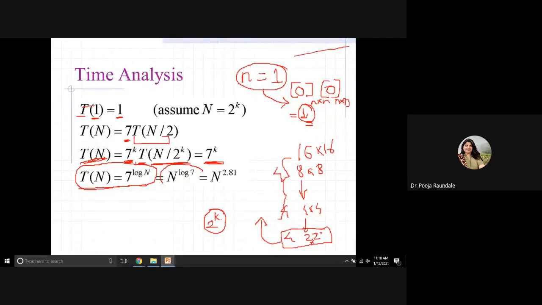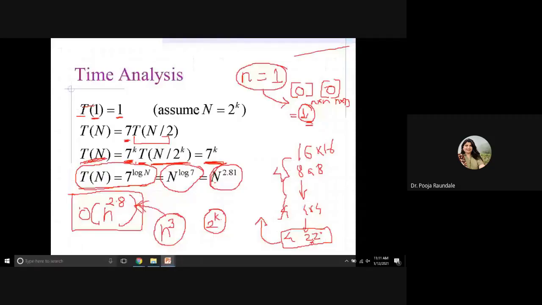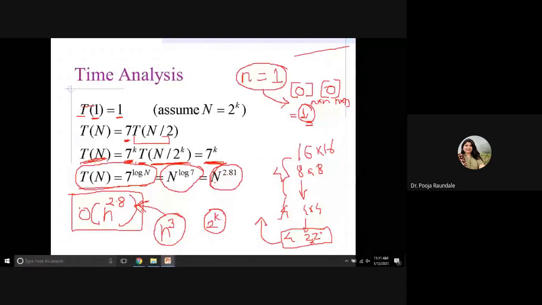And that's nothing but n raised to log 7, and log 7 is 2.8. So the order of Strassen's matrix multiplication is n raised to 2.8, generally we say. And this is compared with order n cube, which is the brute force. So that is n cube. So everybody understood the analysis of Strassen's matrix multiplication and the analysis of merge sort.